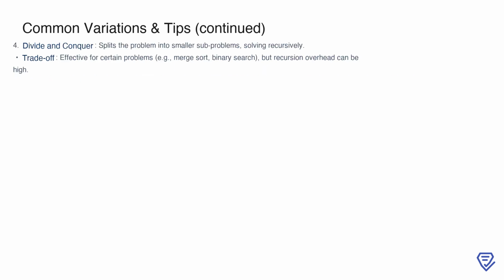Another valuable technique is divide and conquer, which involves breaking the problem into smaller subproblems that are easier to solve. This method is particularly effective for problems like merge sort or binary search. However, it's important to consider the trade-offs. While divide and conquer can lead to elegant and efficient solutions, it often involves recursion, which can introduce overhead and potentially lead to stack overflow issues if not implemented carefully. Understanding when and how to apply this technique is key to leveraging its strengths while mitigating its drawbacks.